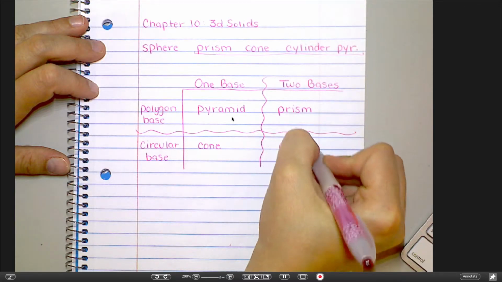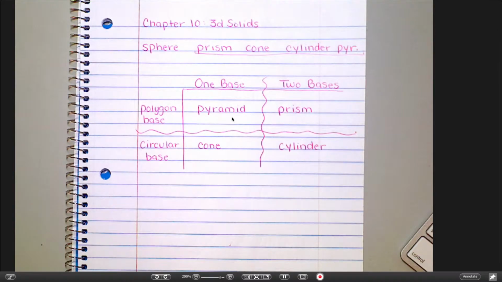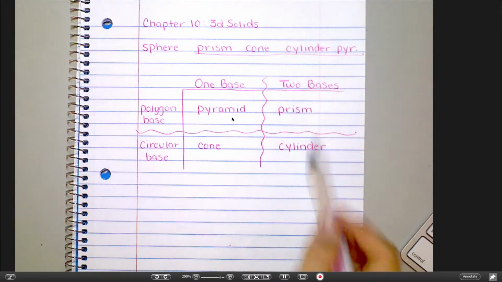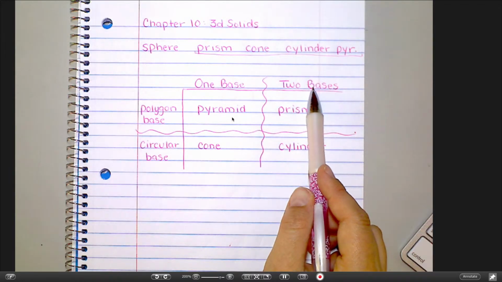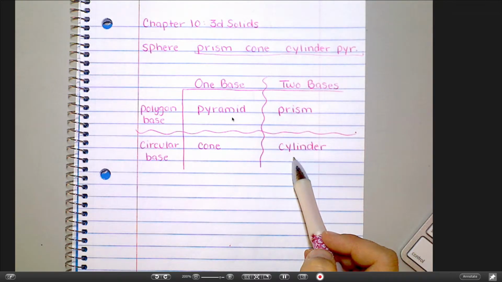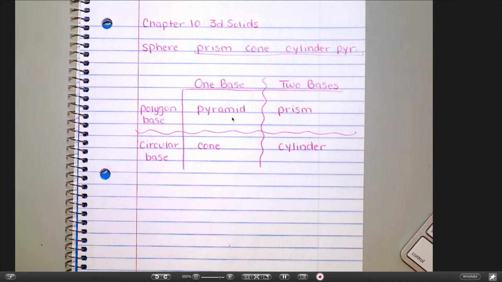So from this chart, I could ask you a lot of different questions. I could ask you things like, what does a prism and a cylinder have in common? Well, they both have 2 bases, right? What's different about a prism and a cylinder? Okay, so one has a polygon base, one has a circular base.